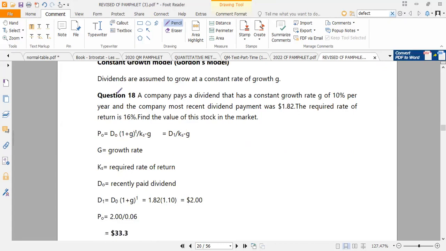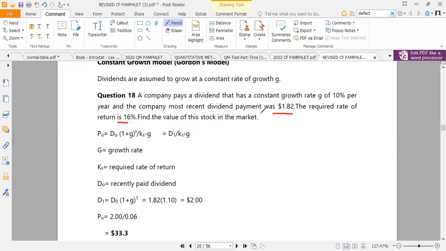Now, here is a company that has a growth rate using Gordon's model. The company just paid a dividend. The growth rate is 10% per year, and the most recent dividend is 1.82. The required rate of return is 16%. What is the value of stock?